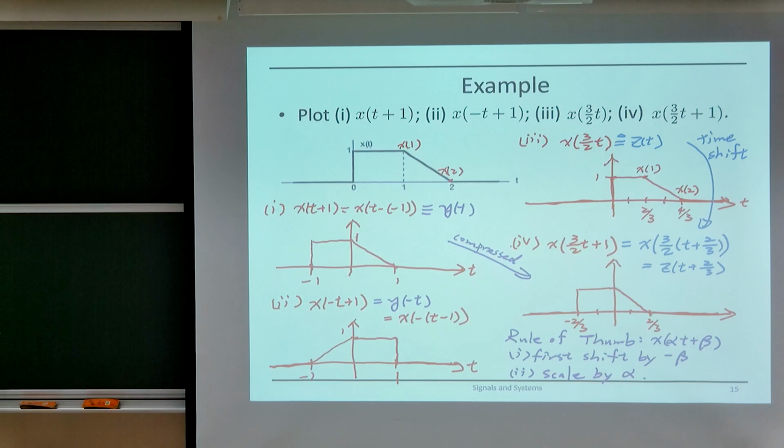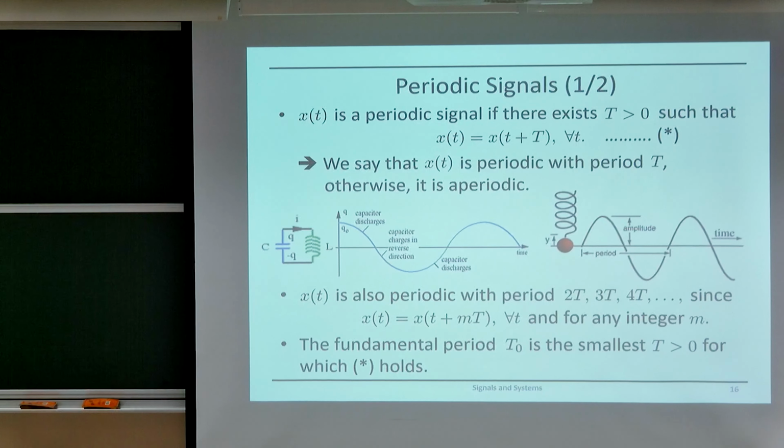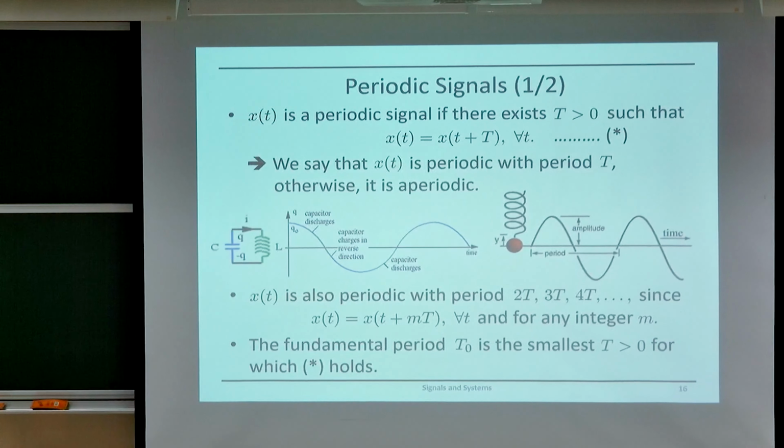Now, a class of signals that we're going to talk about a lot, especially in chapter 3, is the class of so-called periodic signals. So intuitively, what are periodic signals? Periodic signals are signals that repeat itself at integer multiples of a certain time, which we call its period.